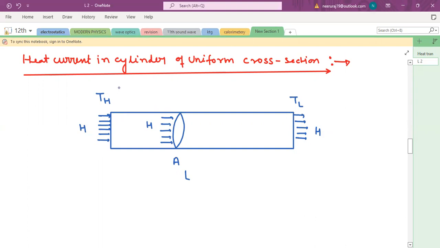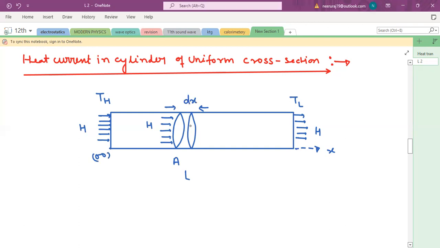Now I want to write down the formula. First we will write down the differential element formula. So first we will take a small length cross section in the direction of current. This is x equals to 0, and this is the x-axis. Suppose this small length cylinder has a length dx.